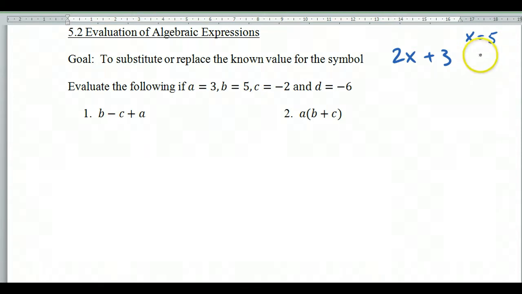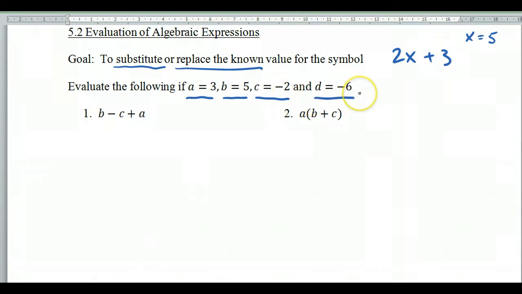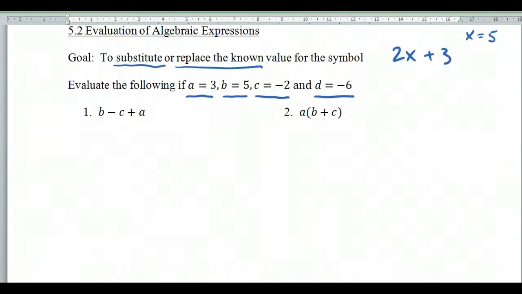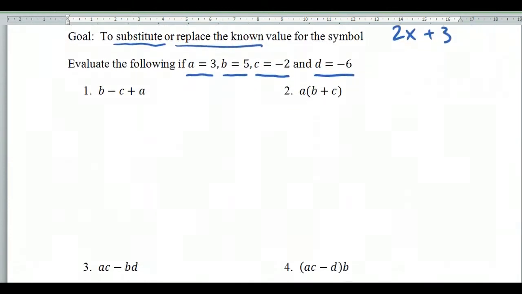Okay, so the goal here, how we do that, is to substitute or replace the known value for the symbol. So let's try a few examples. Right here it says, evaluate the following if A equals 3, B equals 5, C equals -2, and D equals -6. So this up here is kind of like a code. We now can decipher the code because we know what the code is. So 3 is A, 5 is B, -2 is C, and -6 is D.